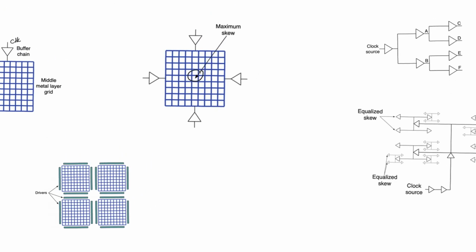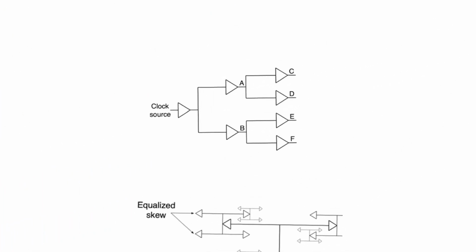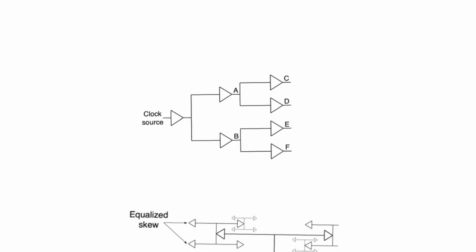Now, the other approach, the opposite approach basically, is the clock tree. So a clock tree is a tree of buffers, as is shown here. And this tree of buffers is going to drive the clock signal to different nodes on the chip. And the aim here is not to minimize absolute skew. So we are not trying to minimize skew between every node on the chip. Instead, we are trying to minimize skew between nodes at the same level on the chip.